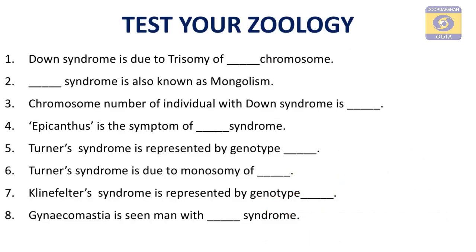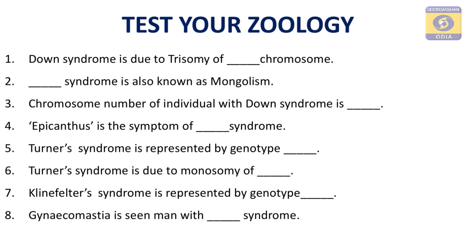Down syndrome is due to trisomy of which chromosome? Down syndrome is due to trisomy of the 21st chromosome. Right? Any doubt? Down syndrome is also known as Mongolism. It is also called Mongolian idiocy. What is the chromosome number of individuals suffering from Down syndrome? Yes, because of 21st trisomy, the chromosome number is no doubt 47. Okay? Epicanthal fold, eye fold, is the symptom of a person suffering from Down syndrome.